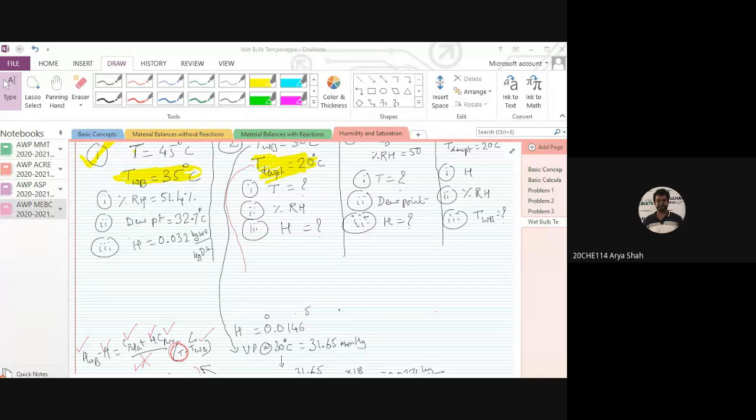Let's see, whom should we call? Any volunteers for the third problem? Ram, are you there? Ram has left the meeting. Is it by mistake or by design?